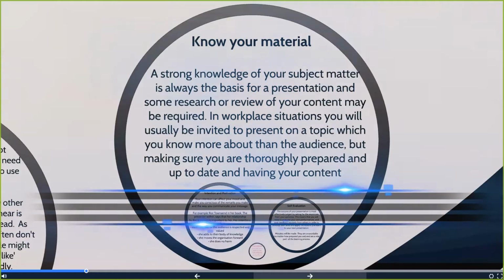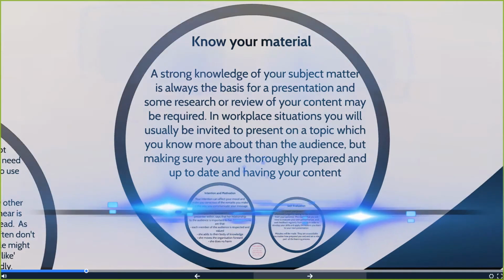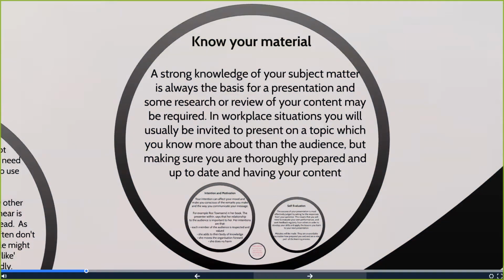Know your material. A strong knowledge of your subject matter is always the basis for a presentation, and some research or review of your content may be required. In workplace situations, you'll usually be invited to present on a topic which you know more about than the audience. But making sure you are thoroughly prepared and up to date with your content is just so important. It really is.